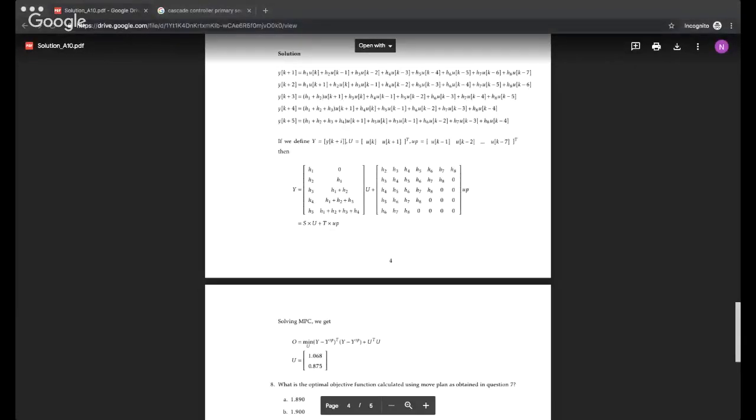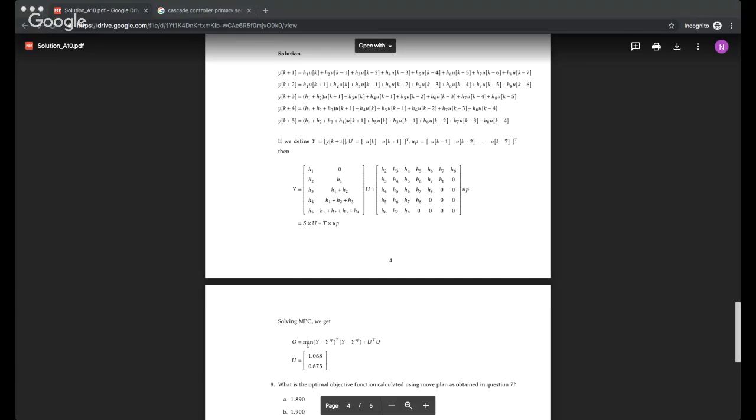Here, if you see, the prediction horizon of 5 implies you are predicting 5 output variables in future. Given y of k, you are predicting y of k plus 1 up to y of k plus 5. Those have been written in terms of the coefficients you have already calculated, h1 to h8. Now notice, because we have a control horizon of 2, we have two decision variables, u of k and u of k plus 1.